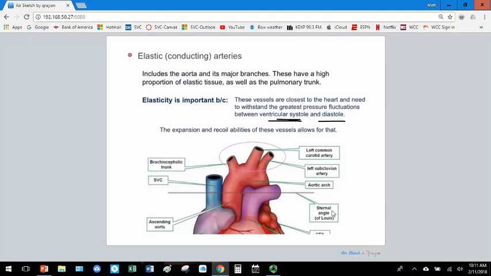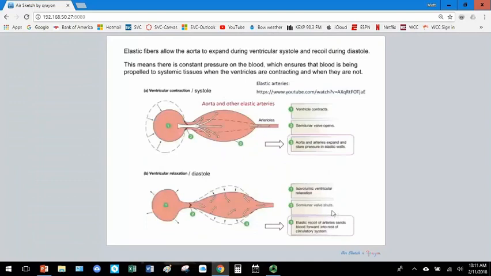So blood's going to pump out of the left side of the heart, and that's a huge amount of pressure with blood coming out through the aorta, so the aorta needs to be able to expand and then be able to recoil as well. And that's what this is showing here. This is what these elastic fibers allow for.